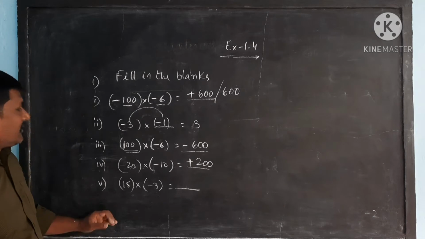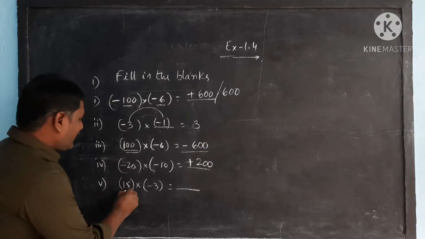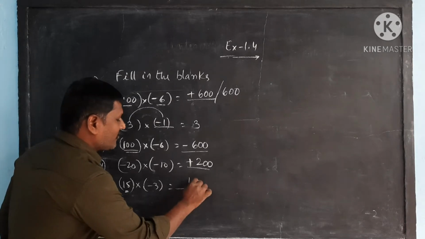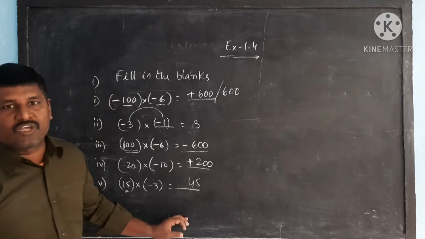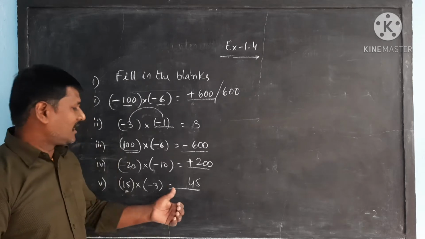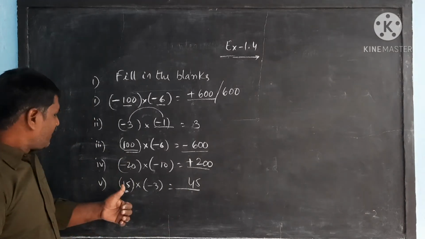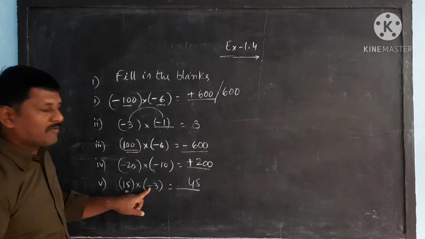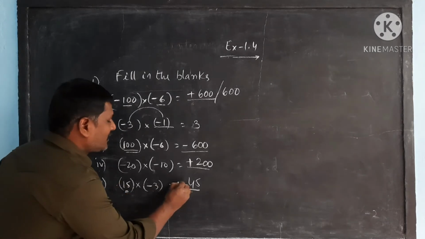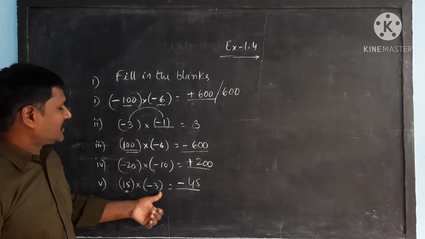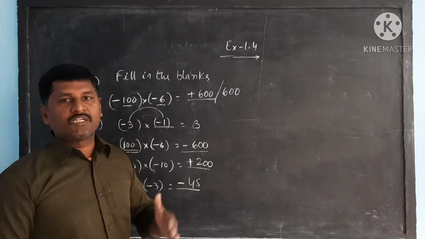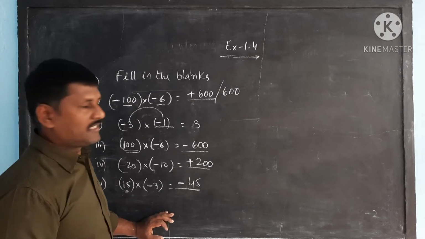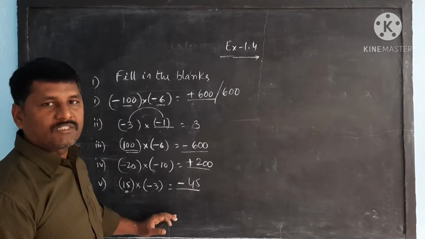Now the last bit of the first part: it is given 15 into minus 3. So 15 into 3 you can write 45. But after writing the number, you have to see whether the sign is right or wrong. 15 into 3 is 45, as it is a plus number multiplied with a negative number. So you can write minus, because plus into minus is a minus. When a positive number is multiplied with a negative number, you get a negative, as we discussed the rules in the class. Now the first part is over.